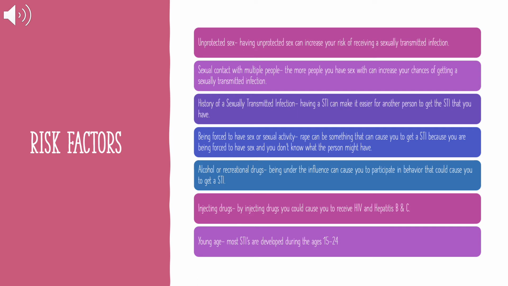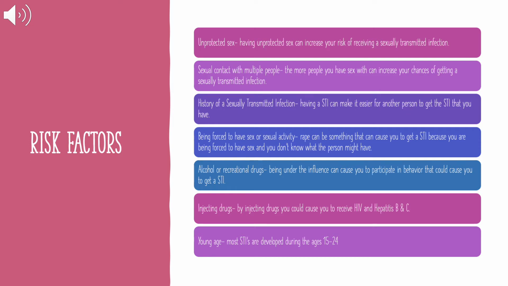On this slide, I'm going to be talking about the risk factors, because there are a lot of risk factors that are associated with sexually transmitted infections. The first one being unprotected sex, because when you're having sex with someone and you don't use a condom or any form of contraception, it increases your risk of receiving a sexually transmitted infection.